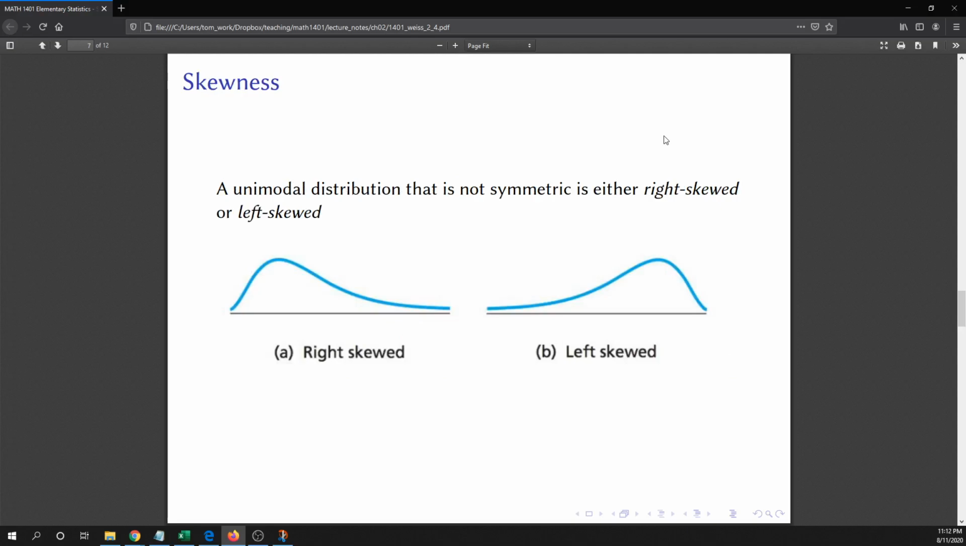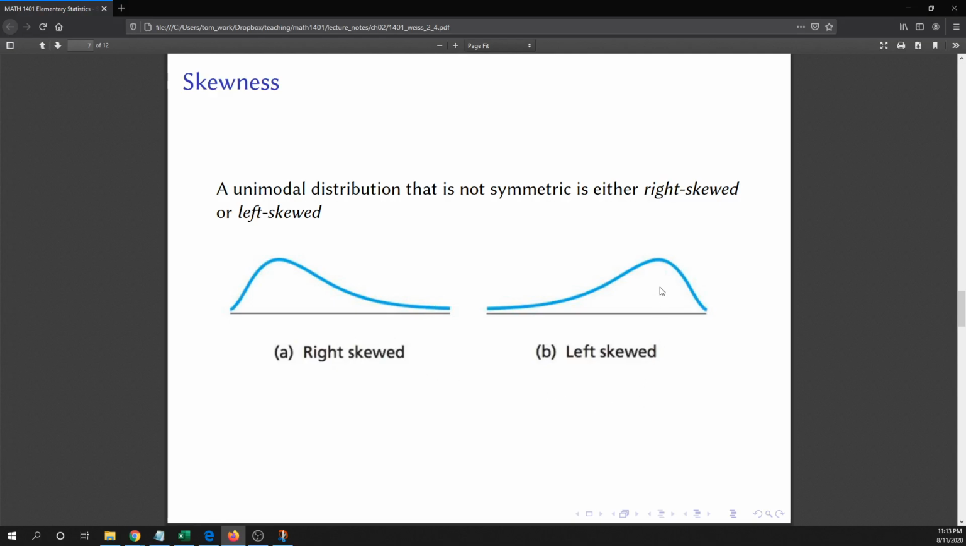A unimodal distribution that is not symmetric is called either right skewed or left skewed. Unimodal means it has to have one peak. It's called right skewed if it has a really long right tail. You can see this is not symmetric at all, because this tail extends really far to the right. The direction, right or left, is where the long tail is. In this case, the long tail is over on the right, so this one is called a right skewed distribution.